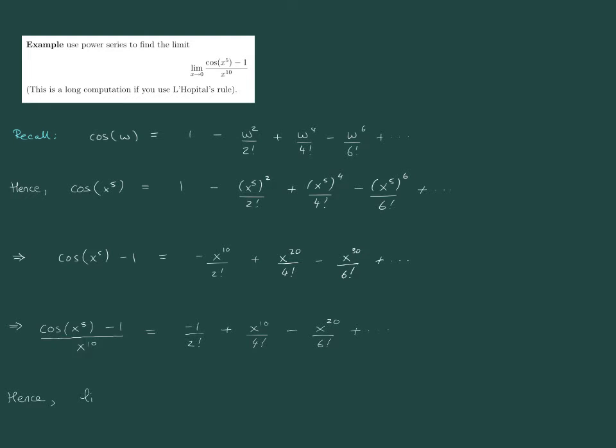So hence, the limit I was asked to find, as x goes to 0, of cosine x to the 5 minus 1 over x to the 10. Now, the first term isn't going to care what happens to x because it's just minus 1 over 2 factorial. It doesn't change. But if I look at this term, this is going to go to 0 if x goes to 0. This term will also go to 0. All of the higher powers of x will all go to 0. And the only thing that survives is the minus 1 over 2 factorial, which is just minus 1/2.